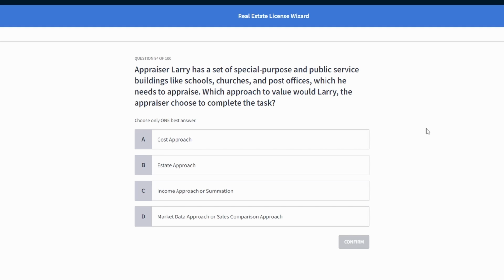All right, 94. Appraiser Larry has a set of special purpose and public service buildings like schools, churches, and post offices, which he needs to appraise. Which approach to value would Larry, the appraiser, choose to complete the task? A, cost approach, B, estate approach, C, income approach or summation, or D, market data approach or sales comparison approach. So think about this question and come up with your answer.